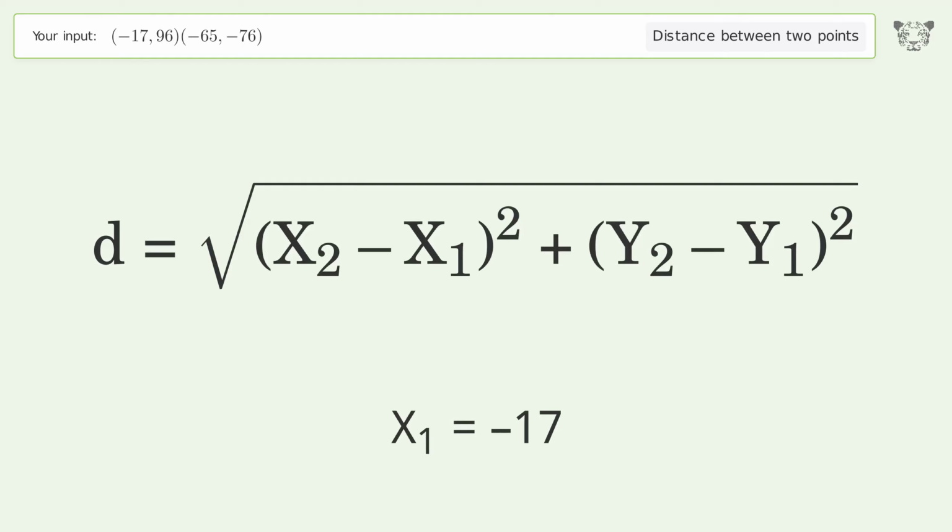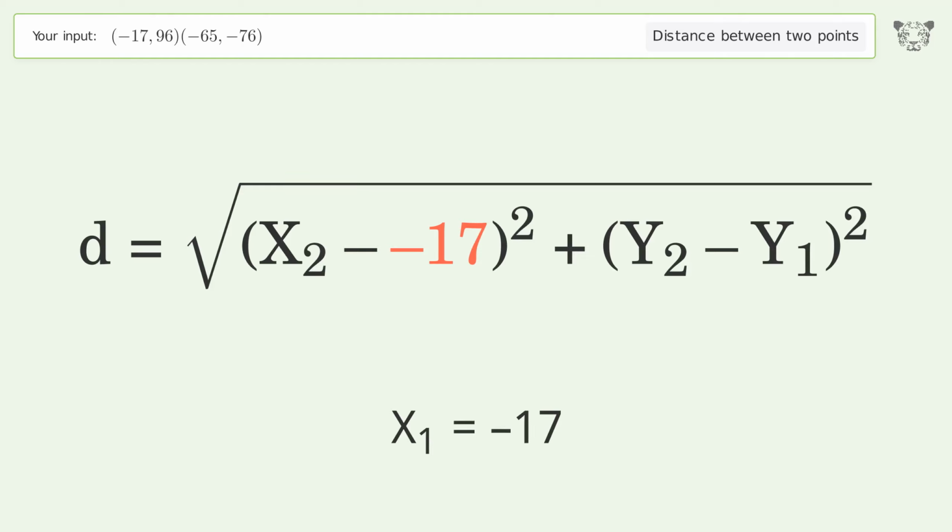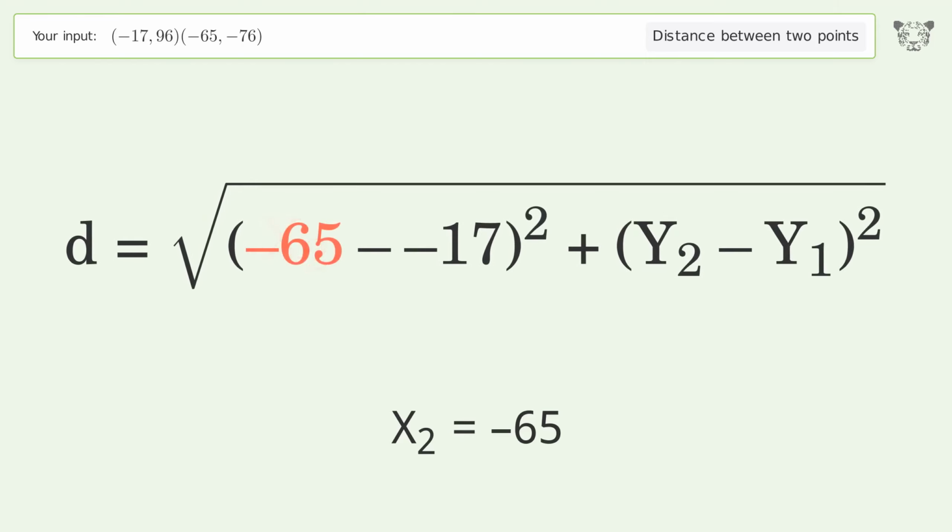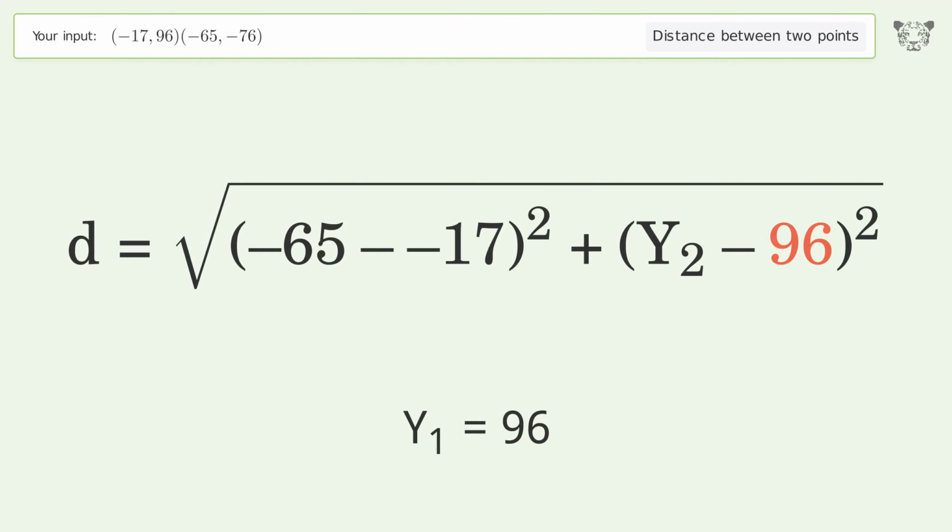x1 equals -17. x2 equals -65. y1 equals 96. y2 equals -76.